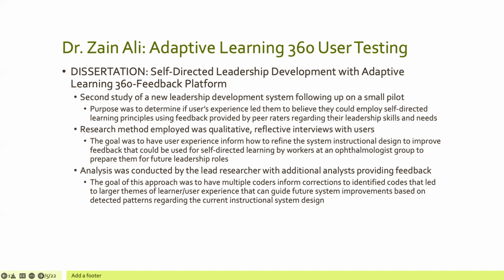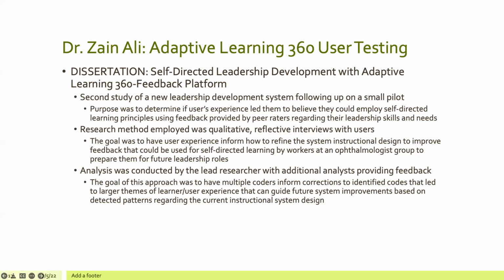Zane wanted to figure out from the user's experience how the system could be further refined and improved in the instructional design components or the digital design components, so that the user's experience was better and the feedback was more usable, so that they can engage in better self-directed learning. And so his study was at an ophthalmologist group. I can't remember the name of the company, but you see them all over the place. They have, I think, blue, yellow, and white signs in strip malls all over the place.